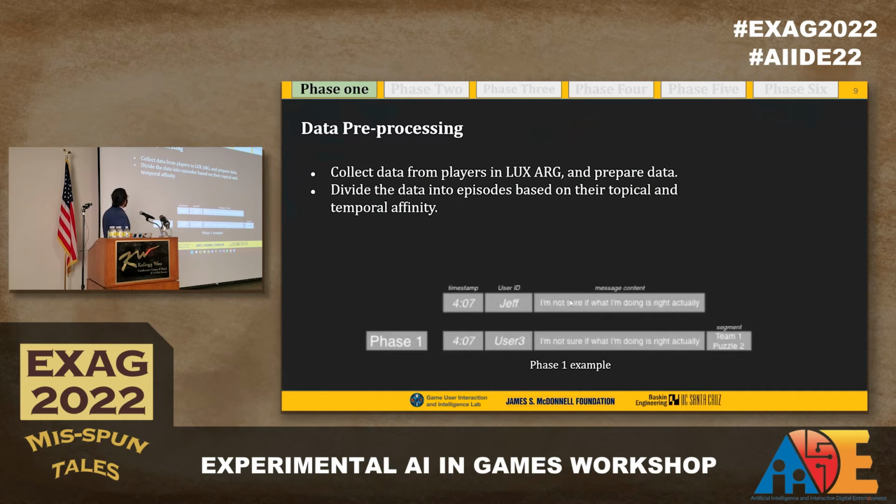The first phase in our approach is, of course, collecting data, and you need to clean the data and pre-process it. After that, you need to divide the data into episodes based on their topical and temporal affinity, like the example we have here with the user ID, the text that they have, and their stage of the game.